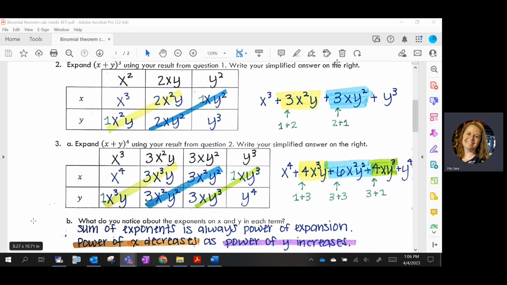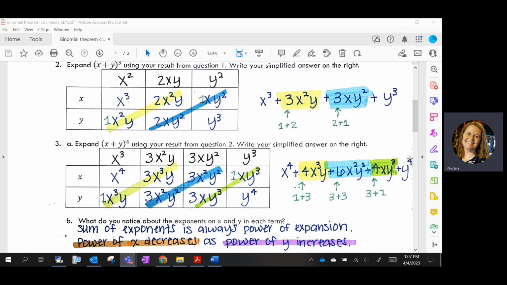Okay, B for number 3 asks, what do you notice about the exponents on x and y in each term? Okay, so it doesn't matter which number we look at. So in number 2, this was the binomial to the 3rd power. And if you notice in the first term, there's a 3 as the degree. In the second term, there's a squared and a power of 1. That adds to 3. And then in the next term, there's a power of 1 and a power of 2. That adds to 3. And then the last term, there's a power of 3.